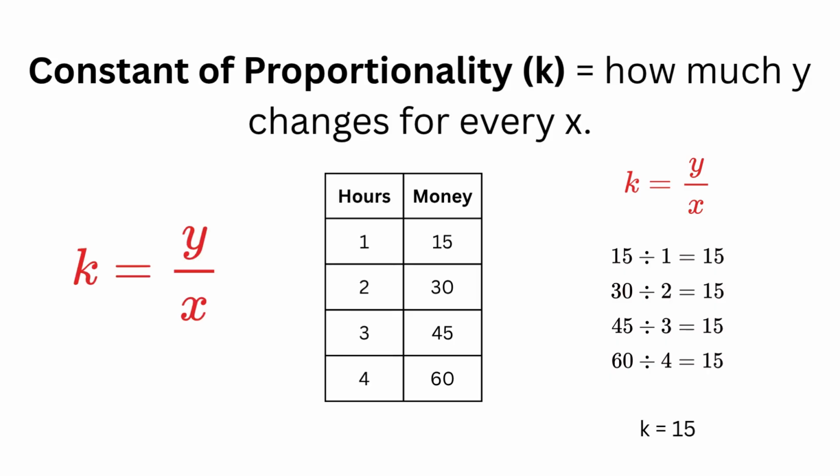Let's look at this table. We've got 1 hour, $15, 2 hours, $30, 3 hours, $45, 4 hours, $60. Each time the money goes up by $15 for 1 hour. That means our constant of proportionality, k, equals 15. You can say you earn $15 for every 1 hour. That's y per x.